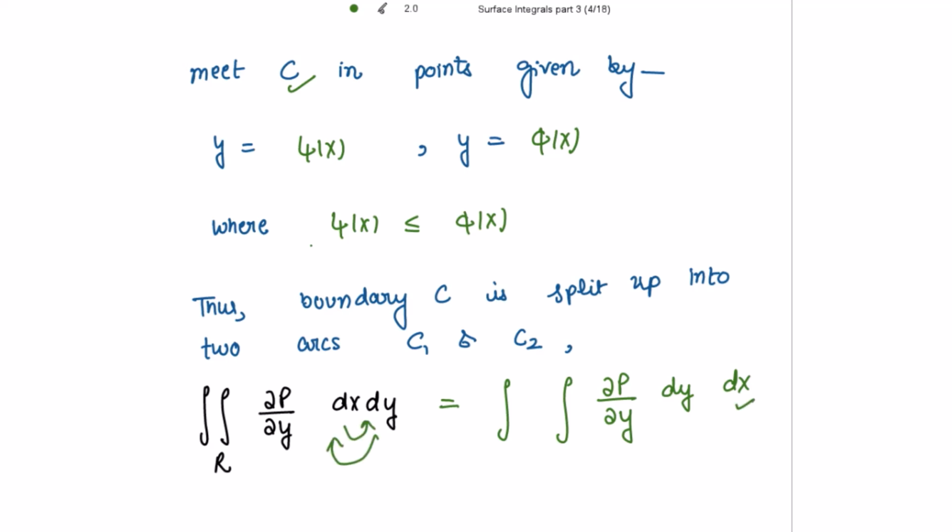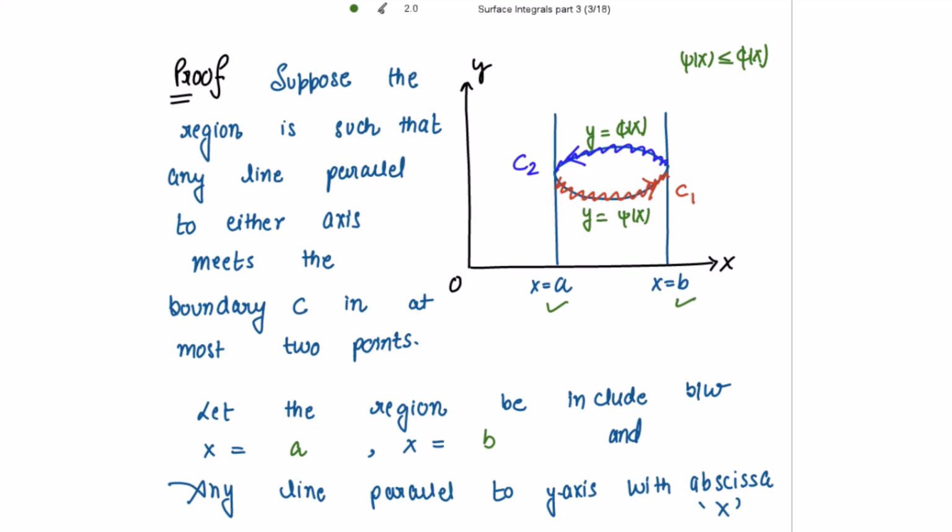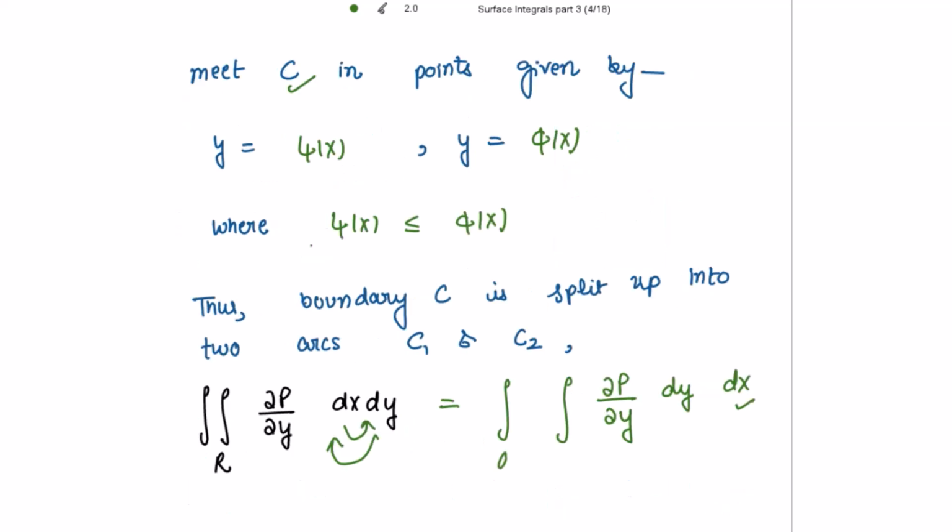Because the limits of x are constant, and whenever you have constant limits, that integral should be outside of this inner integral, right? And what are the limits for y? It is from xi(x) to phi(x). Very fine. Okay. Let's integrate this integrand with respect to y.